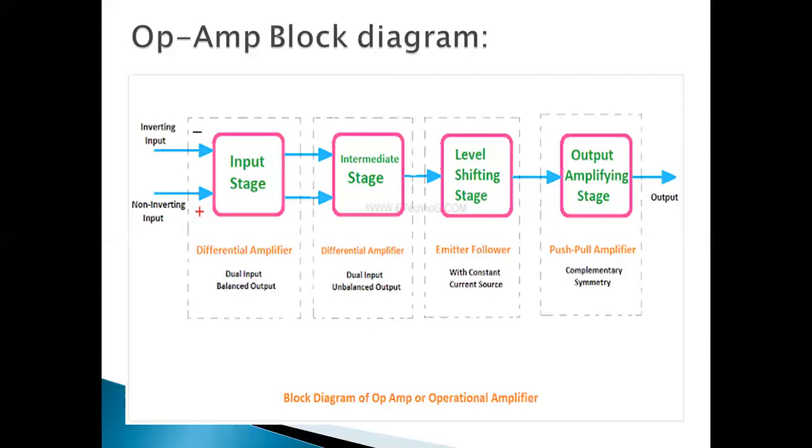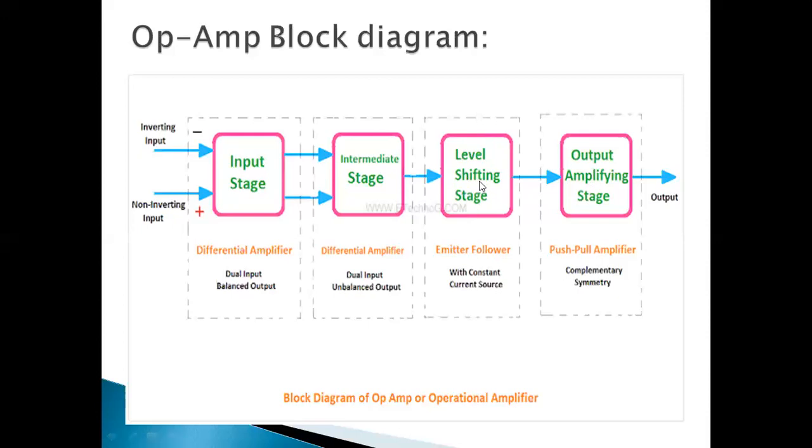In order to overcome that problem, we use the level shifter stage, which is used to shift the DC level to ground level, or DC level to 0 volts, whenever we pass the signal to the output. So this is the purpose of using the level shifter or level shifting stage. Mainly in the level shifting stage, we are using an emitter follower.